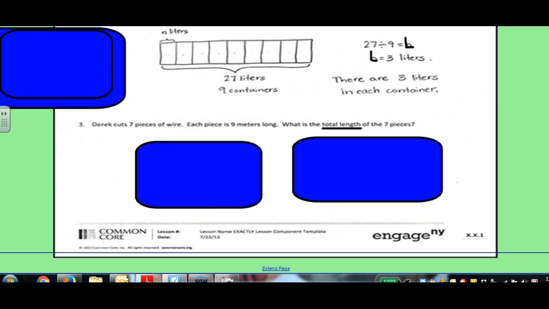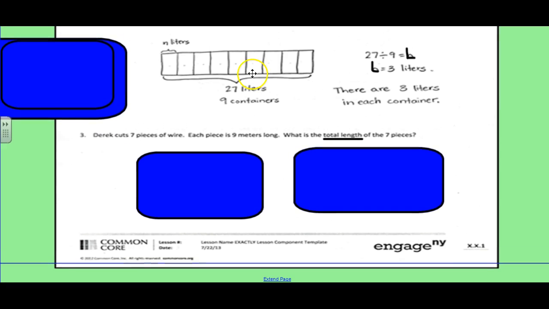Okay, we know that there are 7 pieces of wire, and we know that there are 9 meters in each piece, so we are multiplying because we know how many groups and how many in each group. So whenever you draw your tape diagram, make sure you show that, and whenever you write an equation that goes with your tape diagram, I want you to use the letter M because it's asking for the length, and we know from this sentence right here that it's 9 meters long, so we're going to be using meters in the total length. That's why we're going to use the letter M in our equation.